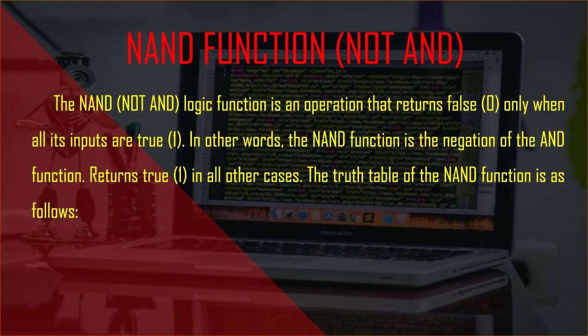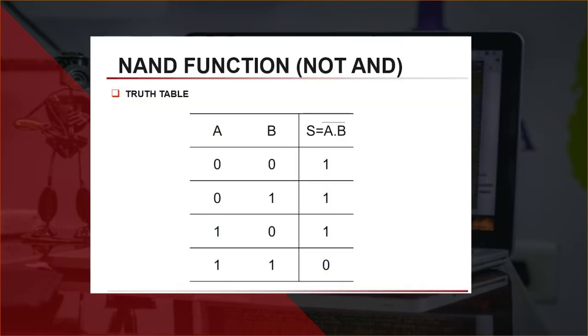The NAND logic function is an operation that returns false only when all its inputs are true. In other words, the NAND function is the negation of the AND function. It returns true in all other cases. The truth table of the NAND function is as follows.